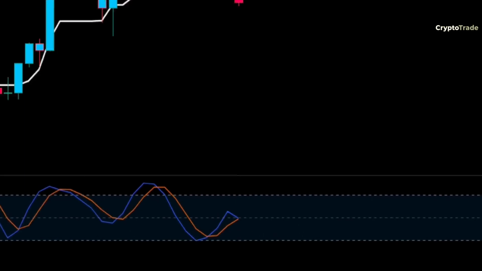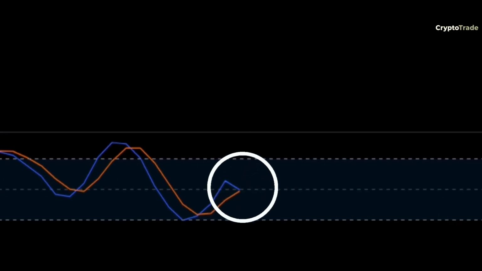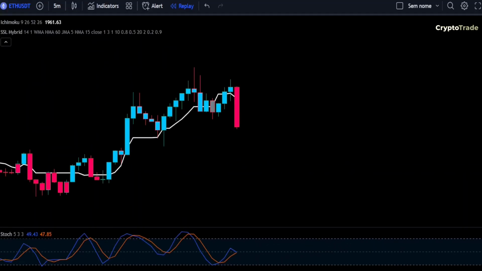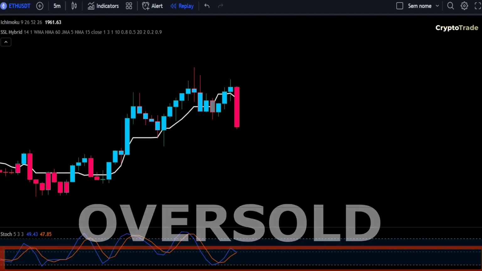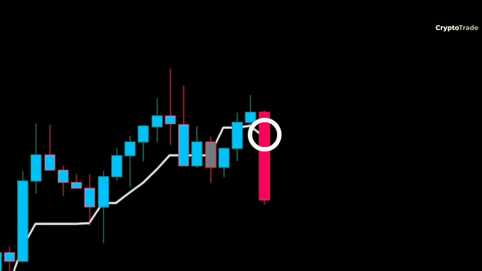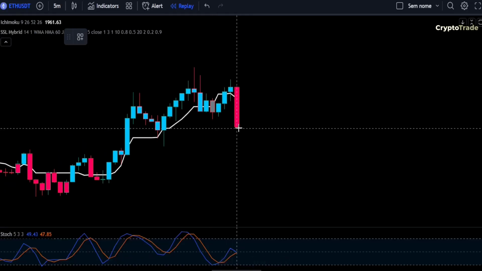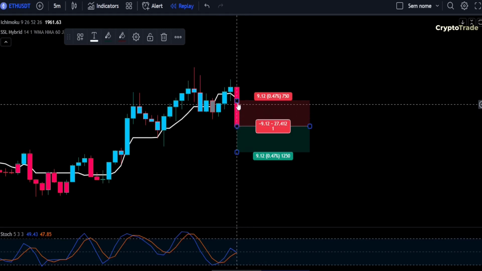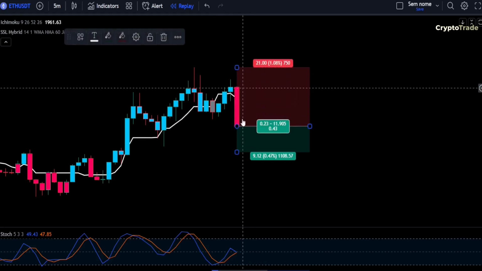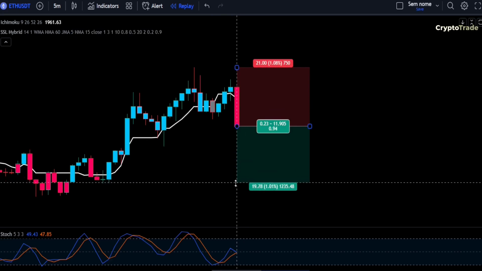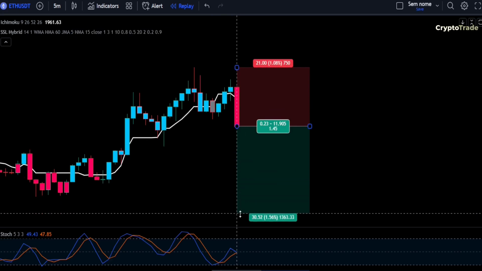For a sell order, the stochastic blue line must cross the orange line downwards. The lines can't be below the oversold area represented by the lower dotted line. The candle must close below the Ichimoku white line and it must be red. If these conditions are met, place a sell order at the close of the red candle. Place the stop loss above the nearest swing high. The risk to reward ratio will be set to 1 to 1.5.